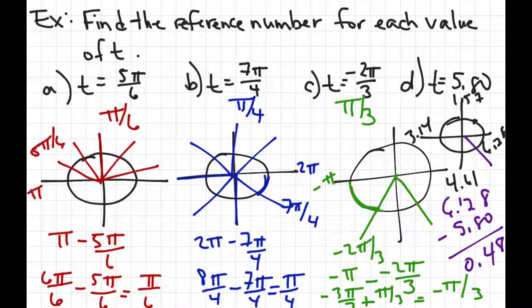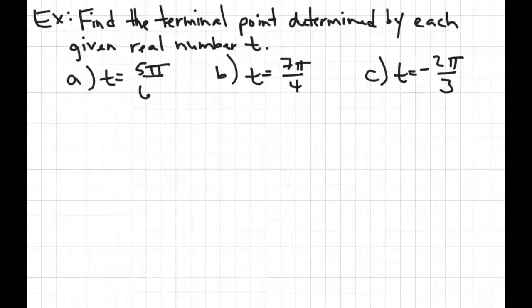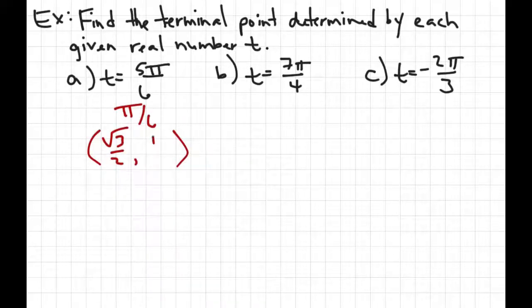About 0.48 would be the reference angle. You can use the reference angle to help you find the terminal points, otherwise known as cosine, comma, sine, of other angles in the unit circle. So let's look at the angle of 5 pi over 6. I know its reference angle is pi over 6, which means that it is some variation of this ordered pair. I just don't know if one of them is positive or negative.